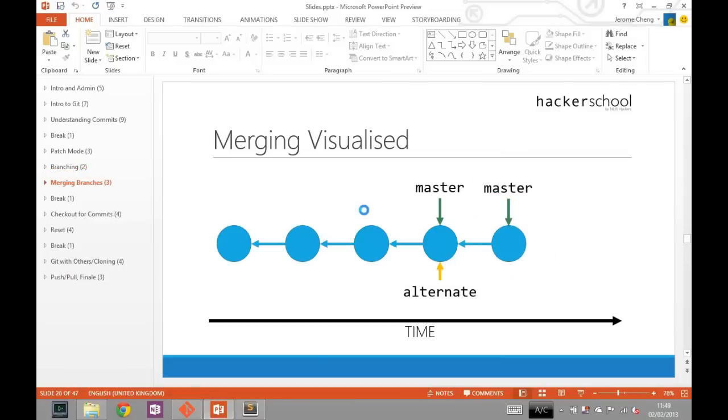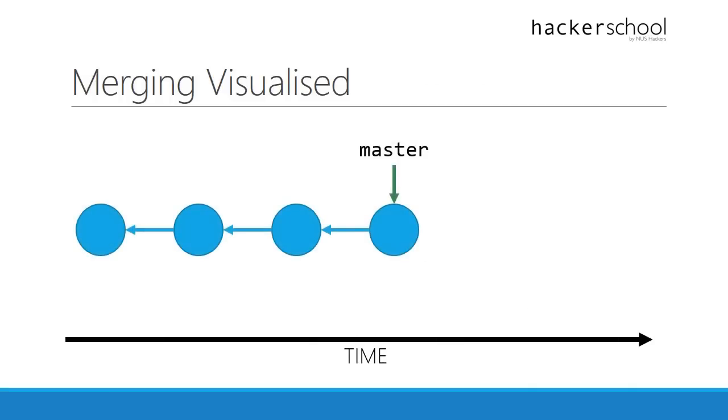So let's just take a look at what we just did. So here's basically our master branch. We have some commits on it. So you remember we created an alternate branch, right? So what that did was it basically stuck another label like this at that commit there. So now we have master and alternate. Does anyone have problems so far with this?